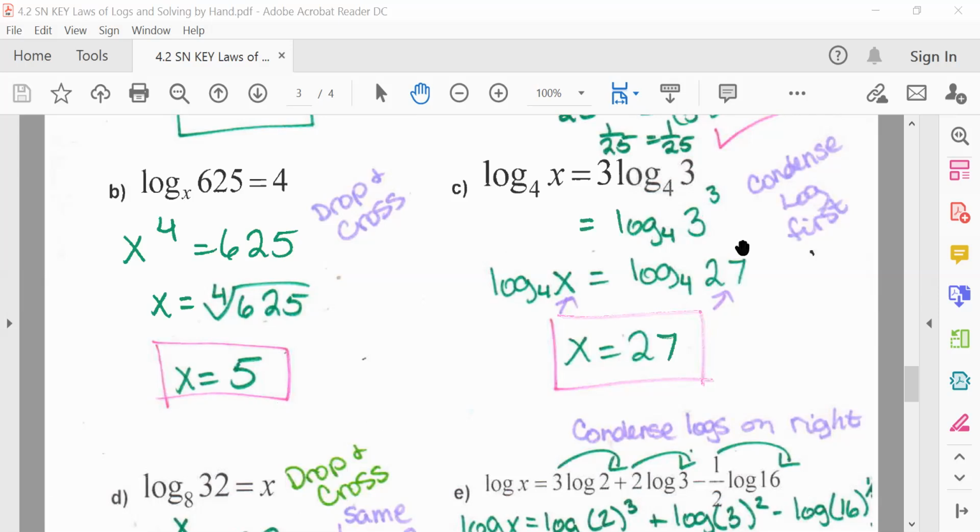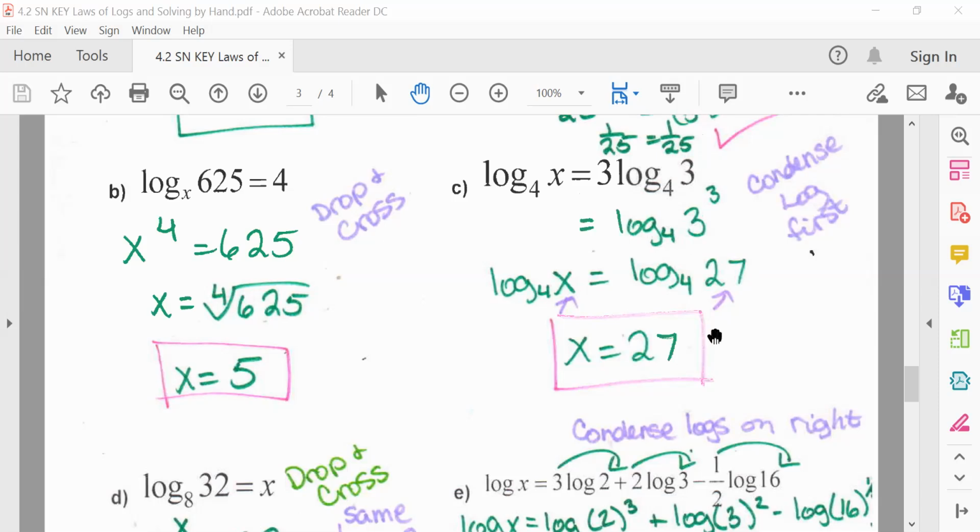On part C, we have a coefficient in front of a log. That coefficient in front of a log pops up to become a power. So now we have log base 4 of x equal to log base 4 of 3 to the 3rd. Well, 3 to the 3rd is 27. So now log base 4 of x is equal to log base 4 of 27. Okay, so x has to equal 27.